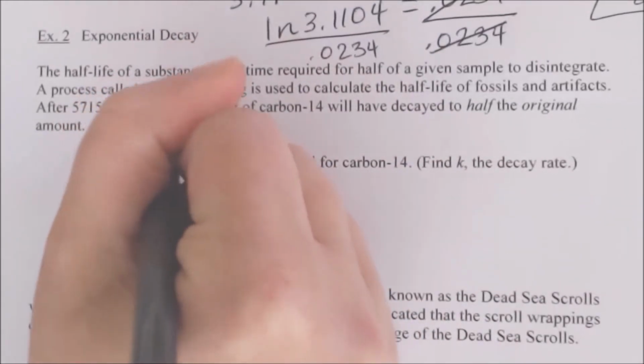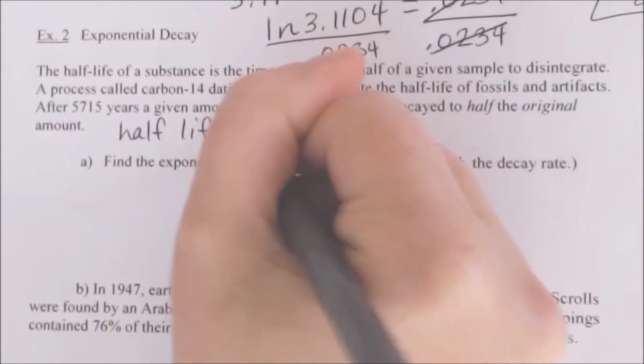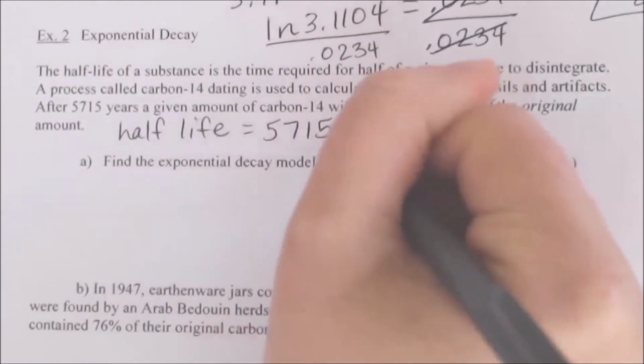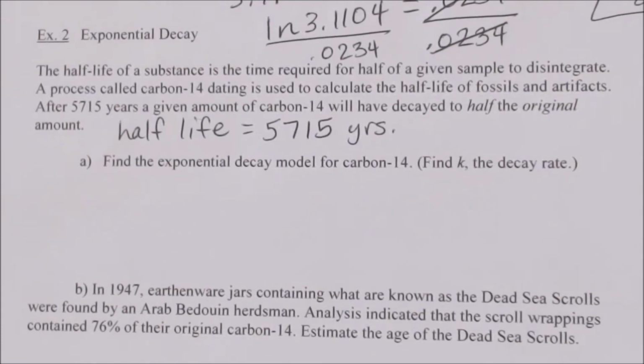So let's be clear on what we mean. The half-life for carbon-14 is 5,715 years. So that's standard for carbon-14, and it's just a measurement that scientists know. So what does that mean?